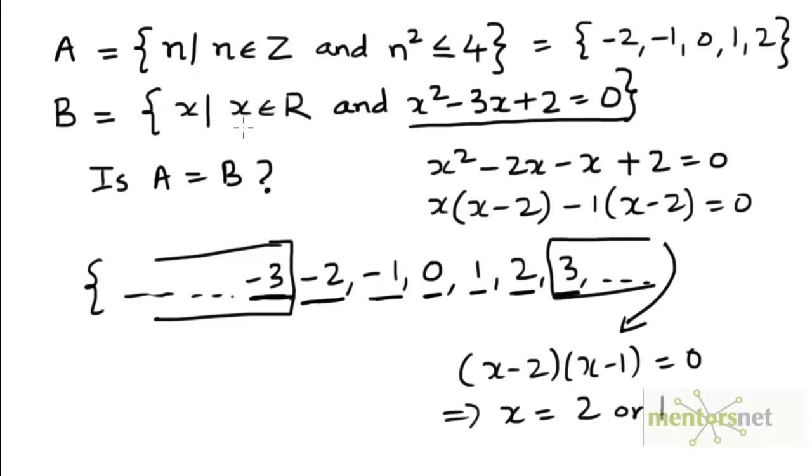Since both 1 and 2 are real numbers, they both satisfy the property of belonging to the set of real numbers. So we can represent this set B as 2, 1 in roster form. Now comparing these two sets, we can see that they are not equal because A has extra elements which B doesn't have. So is A equal to B? We say the answer is no.